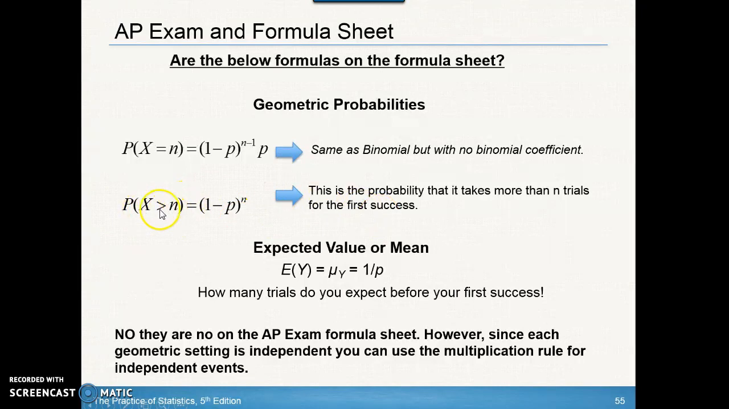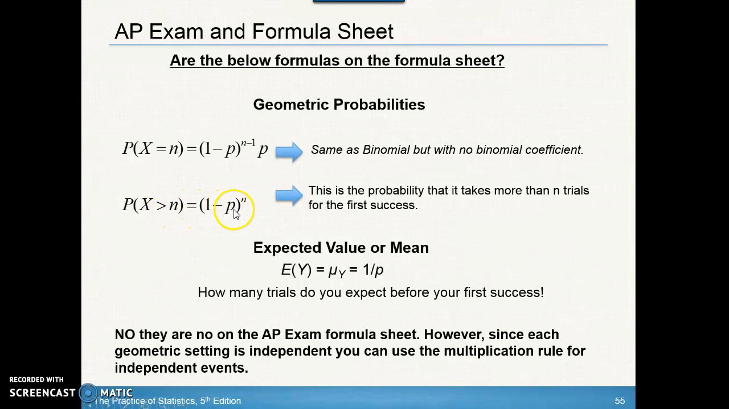So this probability that x is greater than n. So that's like asking the question, what's the probability that it takes more than 5 trials to get your first success? Okay, so what's the probability it takes more than 5 trials to get your first success? So this is 1 minus p to the n. All this means is what's the probability that it takes more than 5 trials to get my first success?